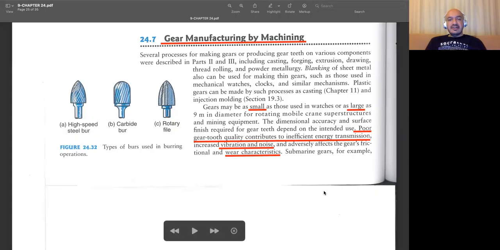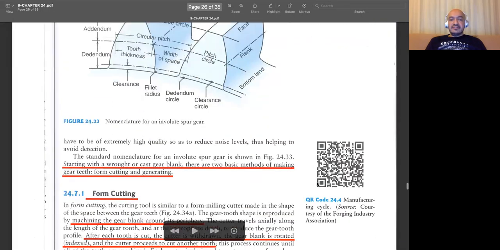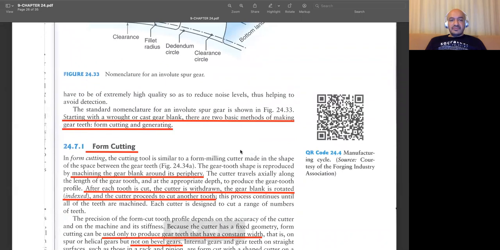So that's why in this brief section I will be discussing some types of gear manufacturing, and you will see that there are several ways, but they're not easy to employ. And we can say that there are two types of gear manufacturing. The first one is called form cutting. It's highly similar to forming or form milling operations. And the other one is generating.